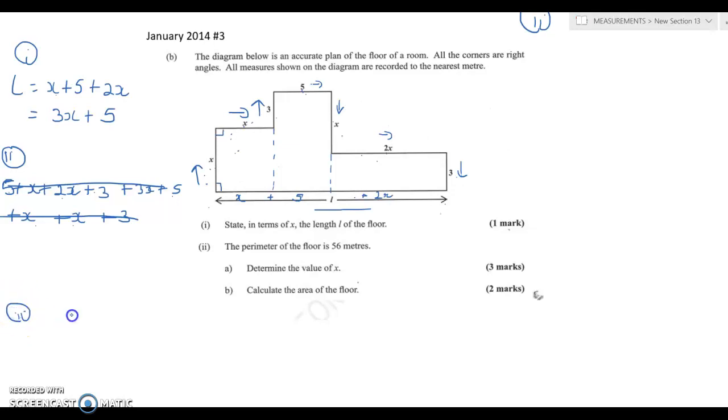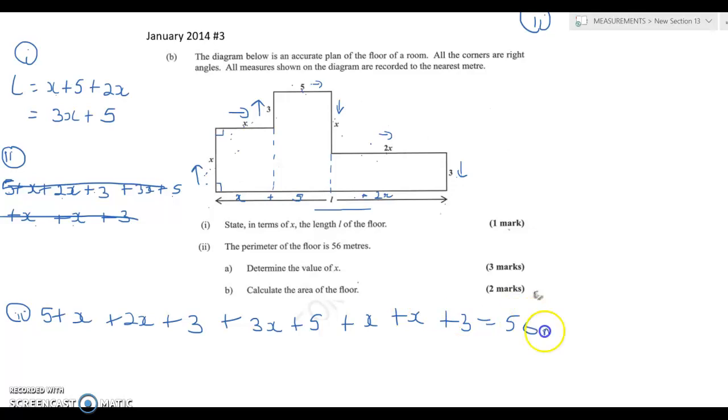Part 2. Right? 5 plus x plus 2x plus 3 plus this whole length, which was the 3x plus 5, plus it really was 8. I just doubled up. Plus x again, and then plus 3. Right? All that is equal to 56 meters.